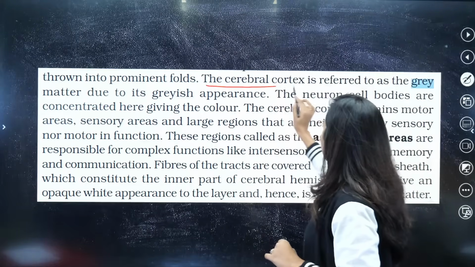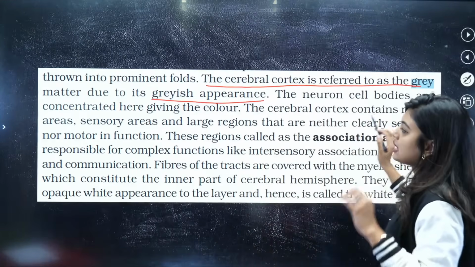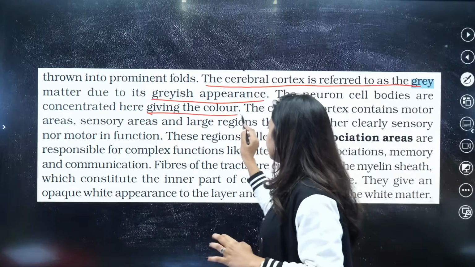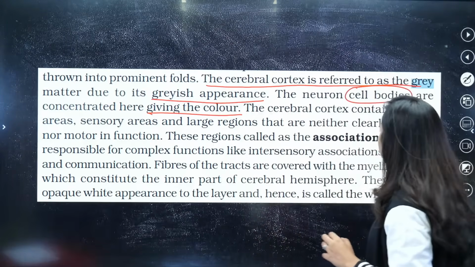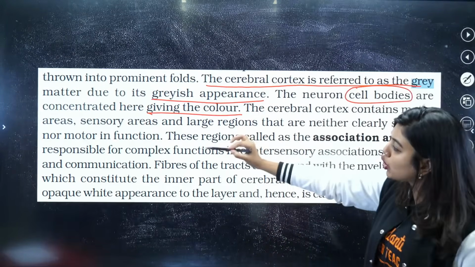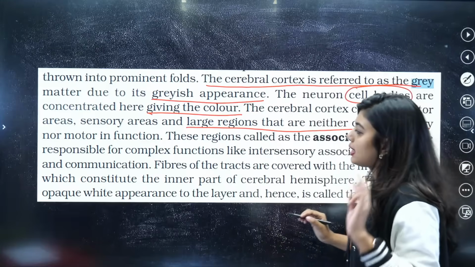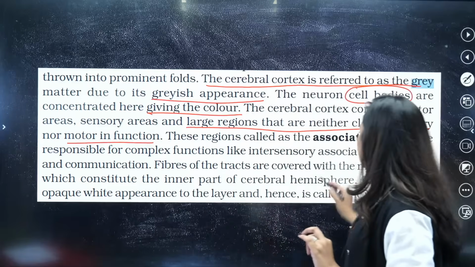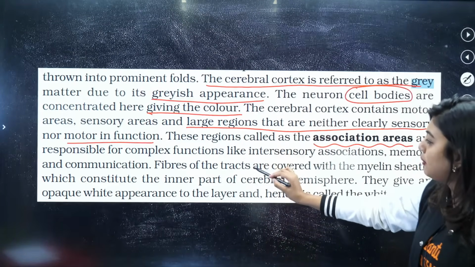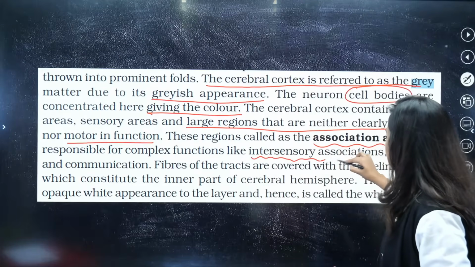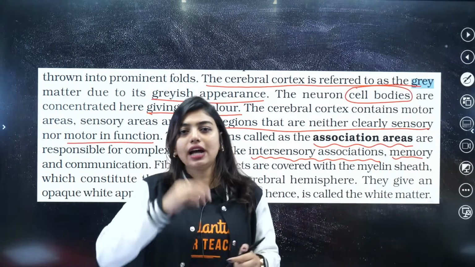See, the cerebral cortex is referred as the grey matter due to its greyish appearance, and the neuron cell bodies are concentrated here, giving the color. Who is concentrated? Cell body or the cyton of a neuron. The cerebral cortex contains motor areas, sensory areas, and a large region that are neither clearly sensory nor motor in function, and they are called association areas. It is responsible for complex function like intersensory association, memory, and communication. So this is what they are talking about.